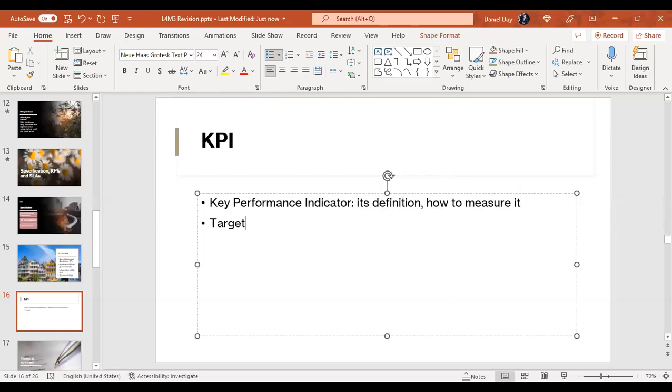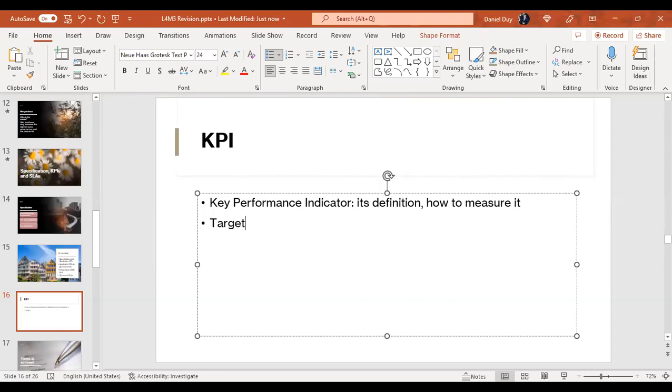You need a target. For example, the defect rate of the supplier is about 5%. And you compare with your target, like you want the defect rate to be 2%, then the supplier is performing under the target. And they need to address the problem. But the KPI itself is not the target.